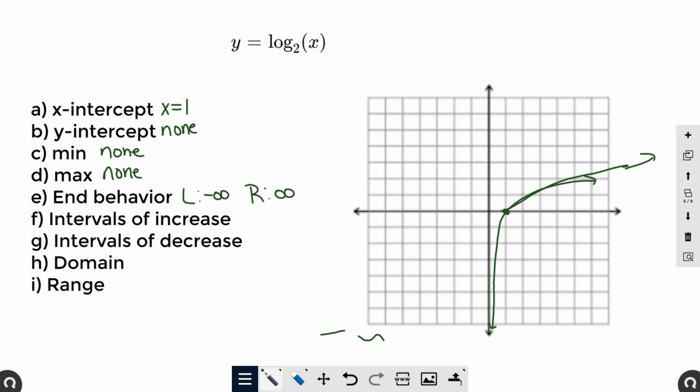Now, increase. Now remember, we read our graphs left to right. Does this graph increase or decrease? It increases. Does this graph ever decrease? Correct. If you read it left to right, it's none. But now intervals of increase are a little bit different than before. You can't say always for this one. It's because it doesn't increase for all x values.